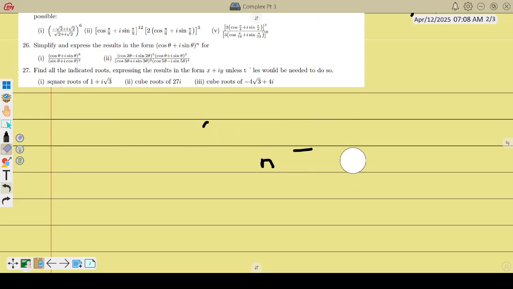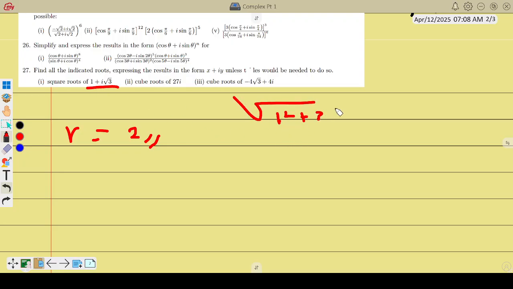The Argand diagram has been coming throughout. You just have to know the modulus. The modulus here, by now you should be able to tell, is 2. This is 1 squared plus root 3 squared, so root 4, and the square root of 4 is 2. And then what about our theta?